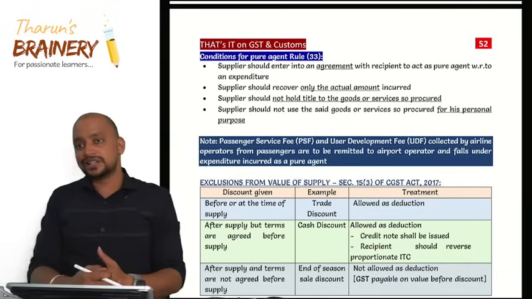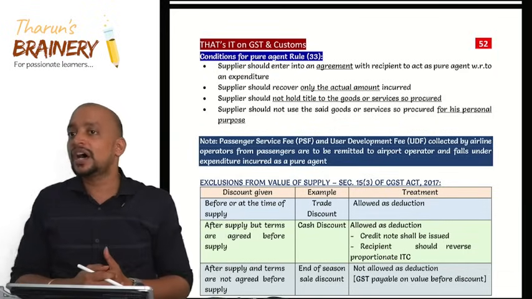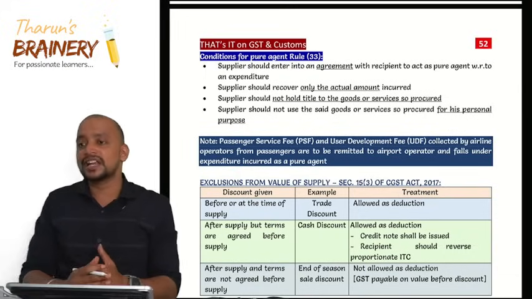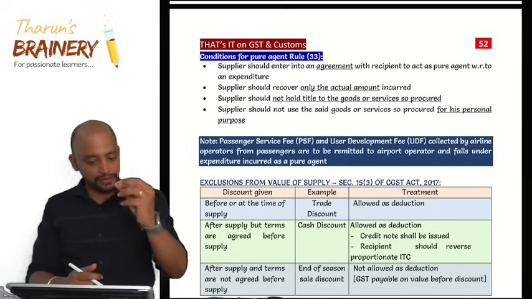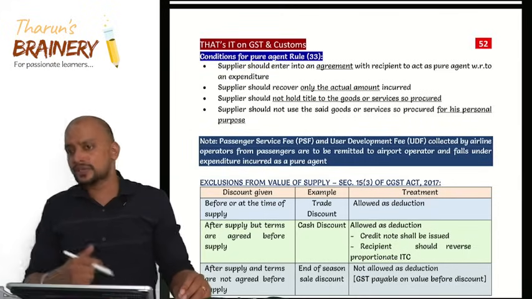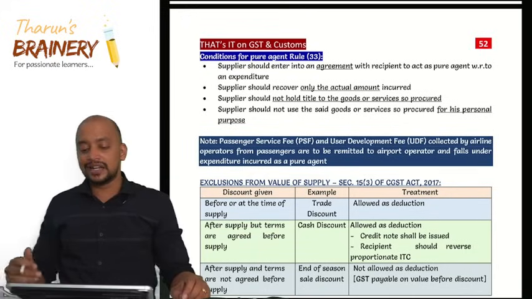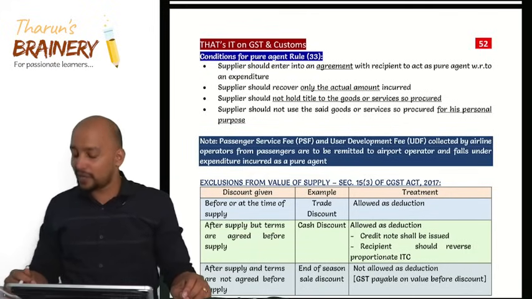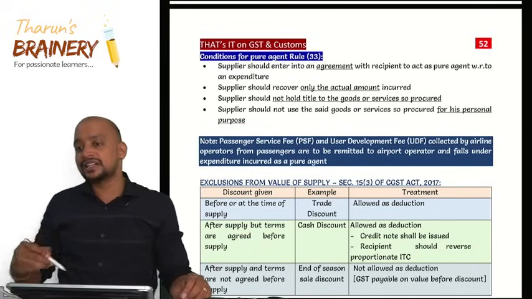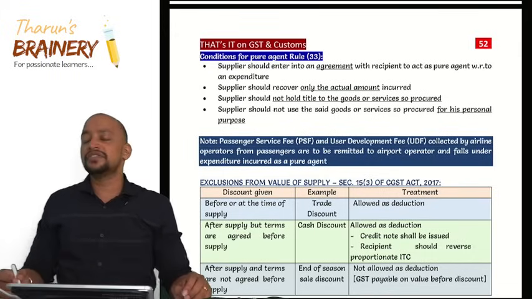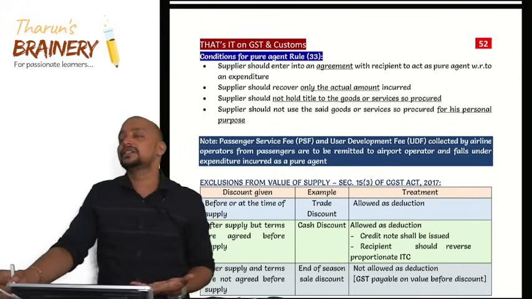Actually, toll charges which are paid by Ola, Uber and recovered from the passenger, will it come under expenditure incurred as a pure agent? First of all, who should pay the toll charges? Whomsoever is using that road, they need to pay the toll charges. And as per the written agreement, whether the supplier will undertake to pay the toll charges on behalf of the recipient? Yes. Usually when you book the Ola or Uber, you will accept all the terms and conditions.